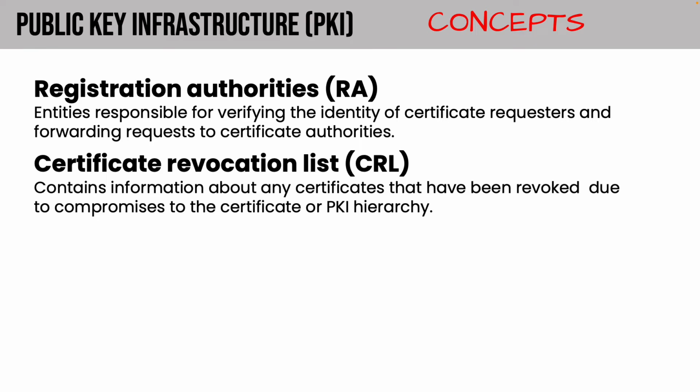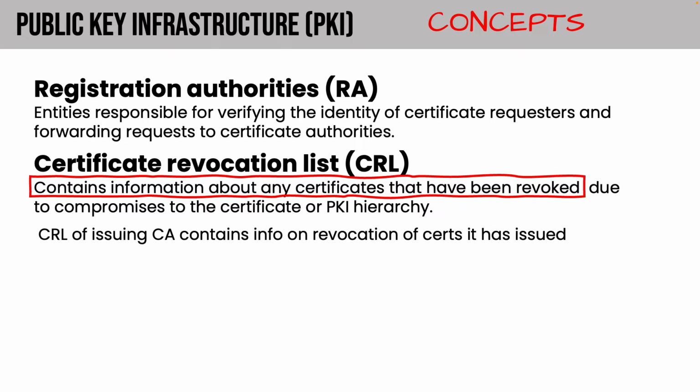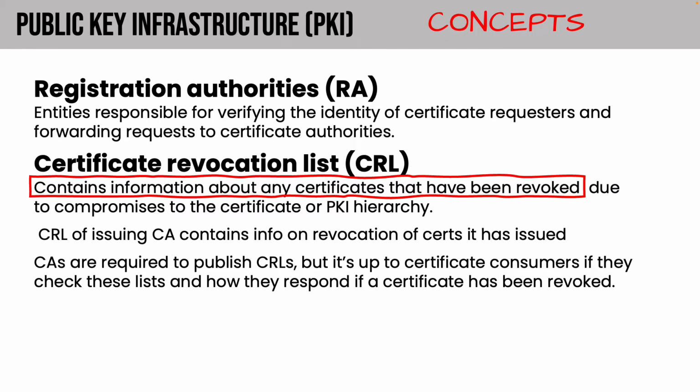We have the certificate revocation list, which contains information about any certificates that have been revoked due to compromises to the certificate itself or to the PKI hierarchy, as I mentioned earlier. The CRL of issuing CAs contains the information on the revocation of certificates that particular CA has issued. So each certificate authority generates its own CRL. And your CAs are required to publish these certificate revocation lists, but it's up to certificate consumers if they check these lists and how they respond if a certificate has been revoked.